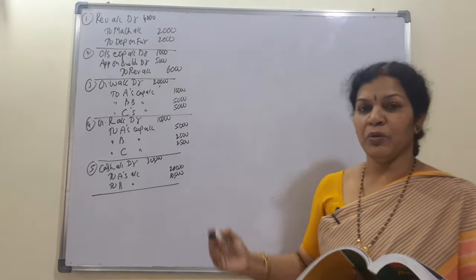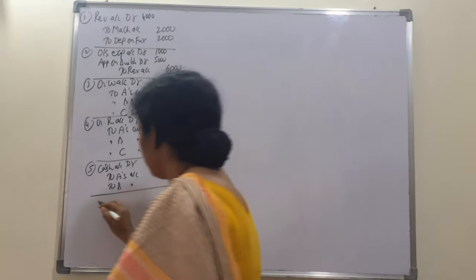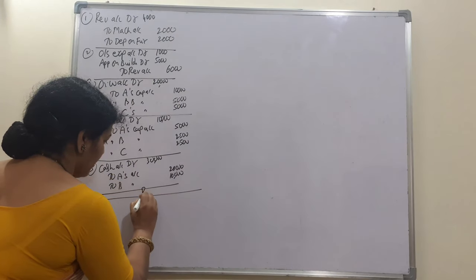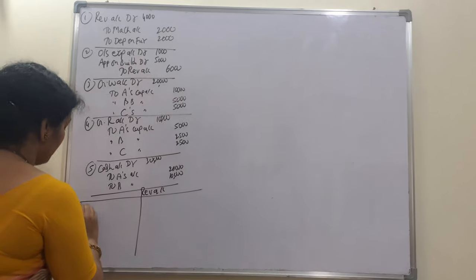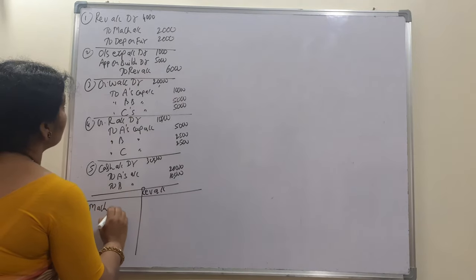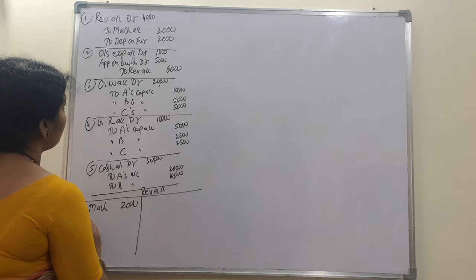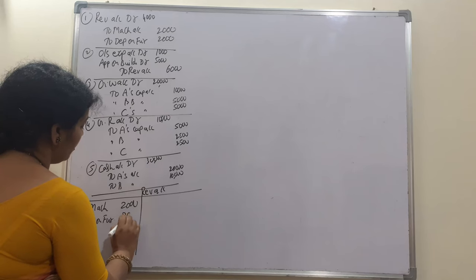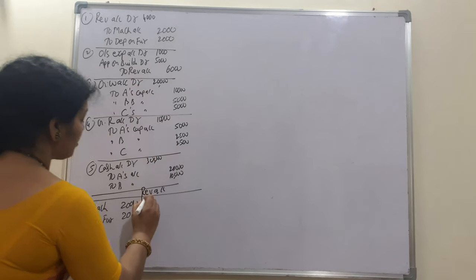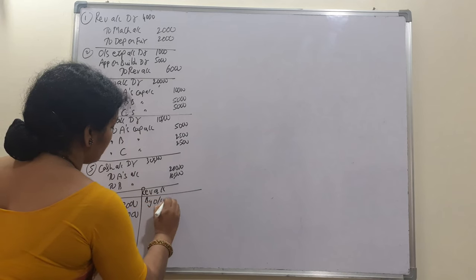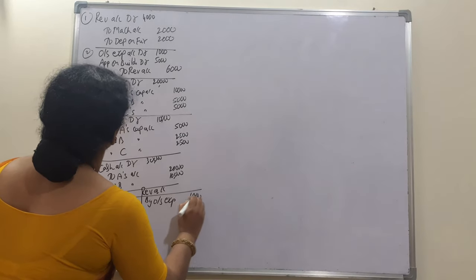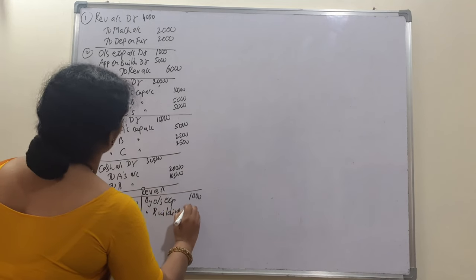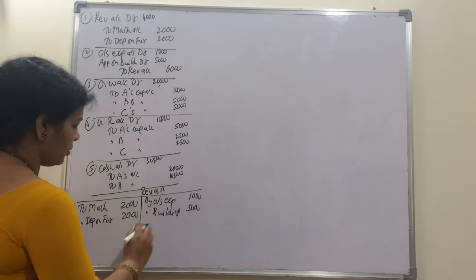After that, we'll open the revaluation account. So revaluation account here only I'll open. We can save the place. Debit side we have machinery 2,000 and depreciation on furniture 2,000. Credit side we have outstanding expenses 1,000 and appreciation on buildings 5,000. So it is 6,000.